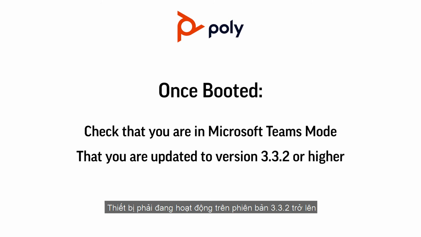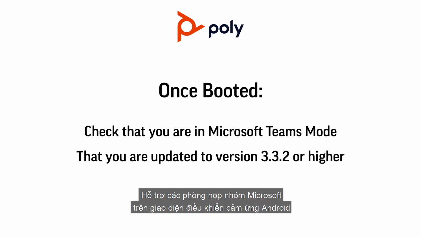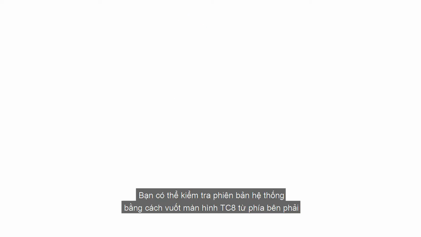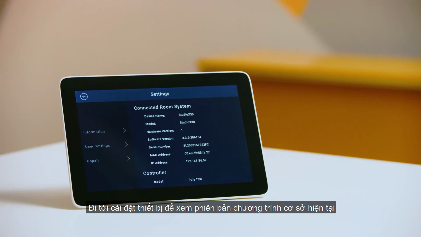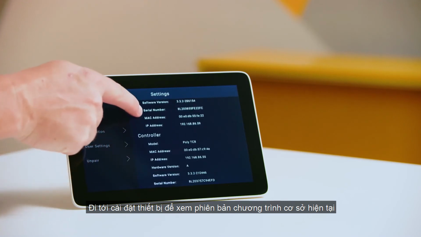When the Studio X30 boots up, you should check to ensure that the system is configured in Microsoft Teams mode and that it's running on version 3.3.2 or higher, which supports the Microsoft Teams Rooms on Android touch control interface. You can check the system version by swiping the TC8 screen from the right side. Go to Device Settings to see the current firmware version.